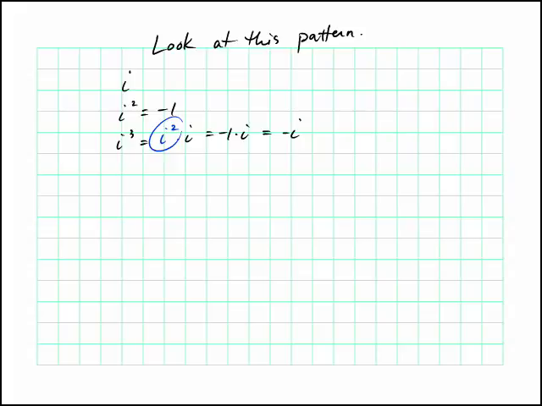You can do the same thing with i to the 4th. i to the 4th can be written as i squared times i squared, but that's just going to be a negative 1 times a negative 1, and that will just be positive 1. So i to the 4th simplifies to positive 1.